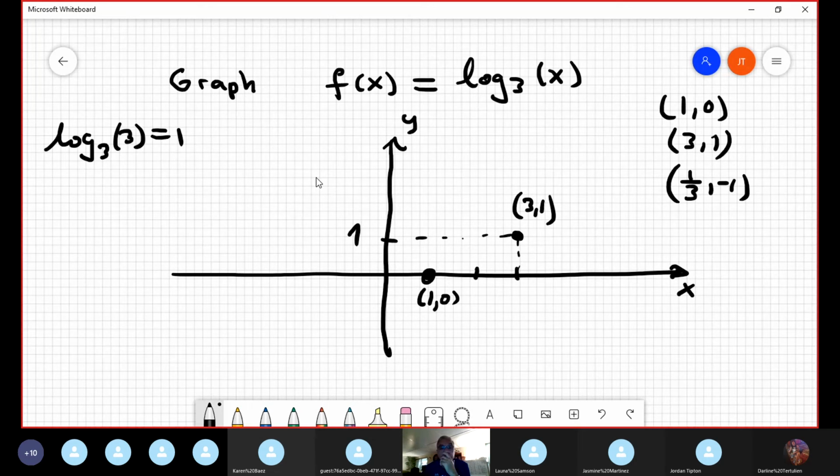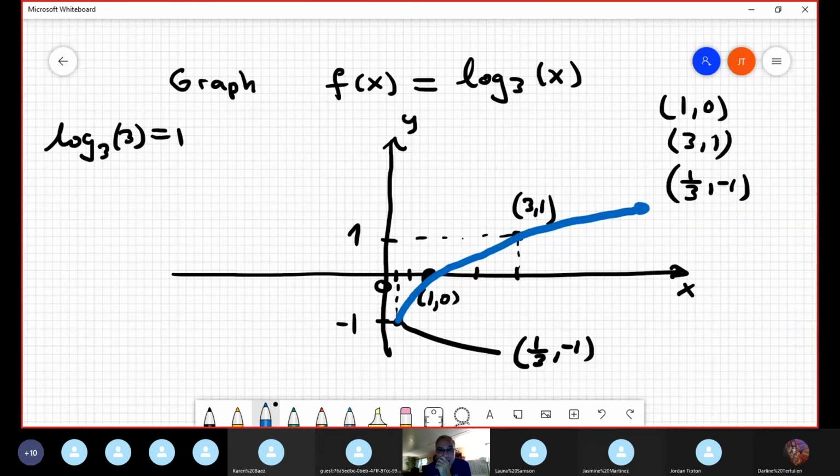The 1/3, I suppose, using my imagination, is you take that segment in between 0 and 1 and divide by 3. The first division is 1/3. 1/3, -1 is here. This point is the point 1/3, -1. And I connect these 3 points like that.